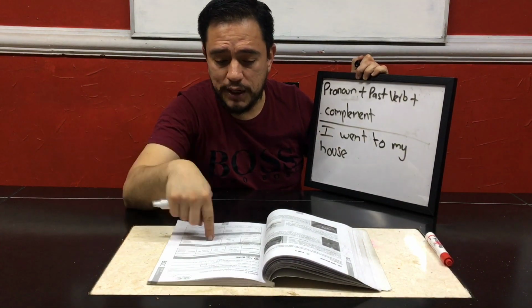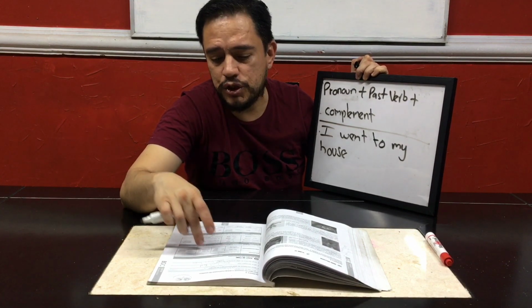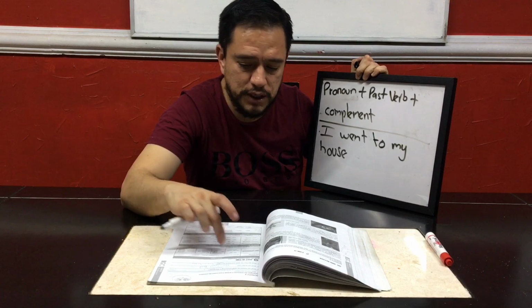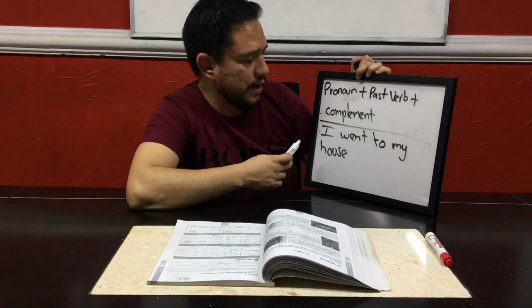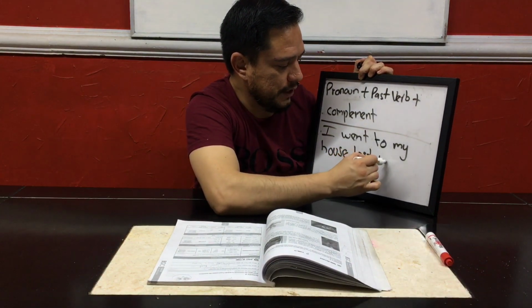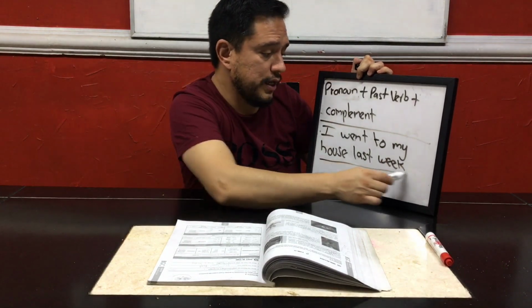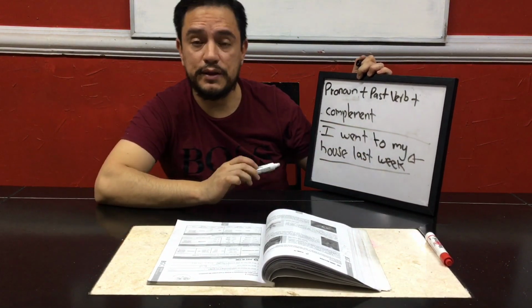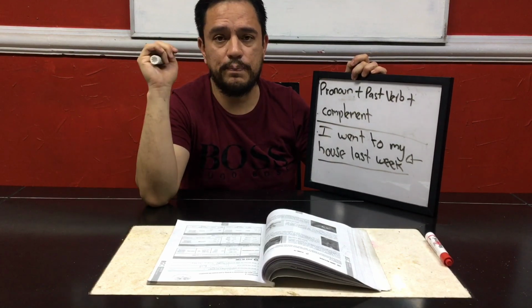and then you have to check here, on page 61, time expressions. For example, last night, the day before yesterday, last month, last week, last year. So I'm gonna choose, I went to my house last week. Okay, you have to write 10 of these sentences in the notebook. Then when you finish, take a picture and send it to the platform.